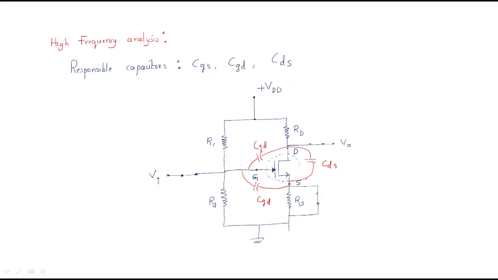Whenever it is shorted, there is no use of this resistance. So this resistance may be called the redundant resistance. Okay, so now we should make the equivalent model. So now the AC equivalent model, the high frequency model.